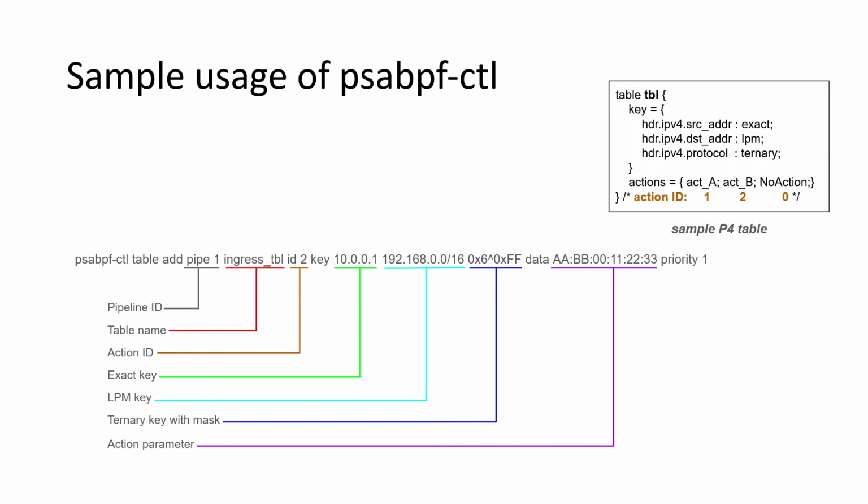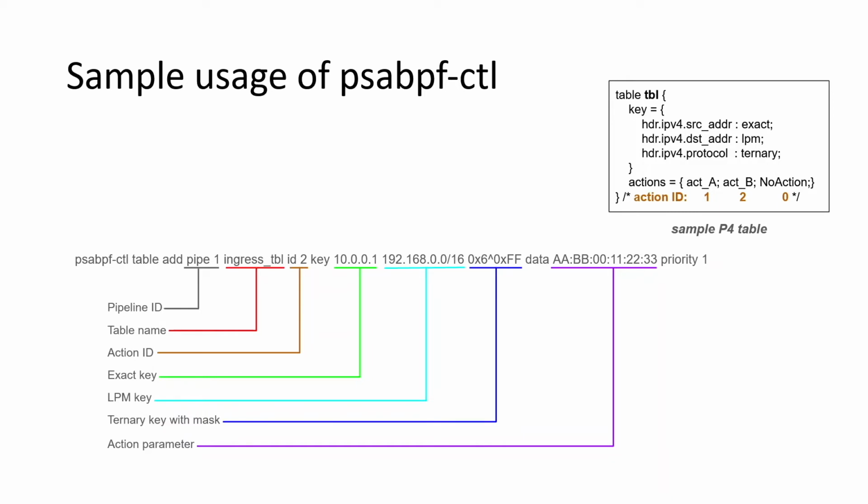After that, there is a key keyword and a set of three keys. Exact match key is just a value. LPM key uses a slash to separate value and prefix length. Ternary key requires value and mask. They are separated by the caret character. A table with a ternary key requires priority, which is denoted by the keyword priority and followed by a value at the end of this command. Keyword data denotes the end of key specification and starts arguments for the action.